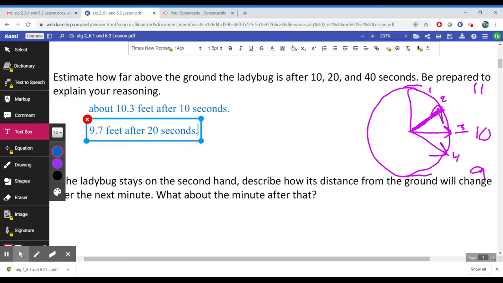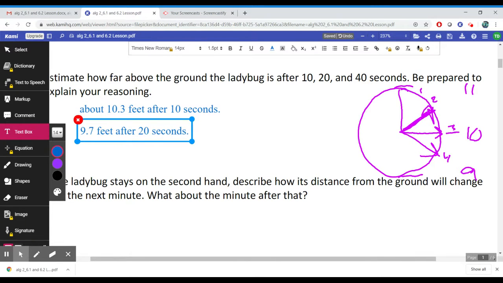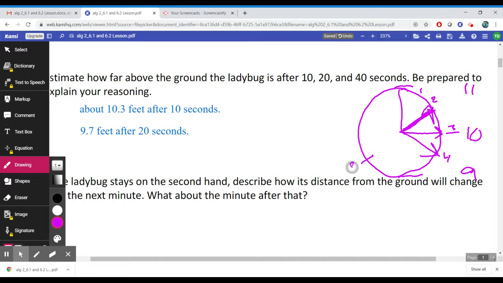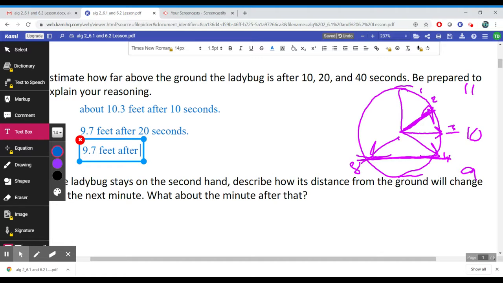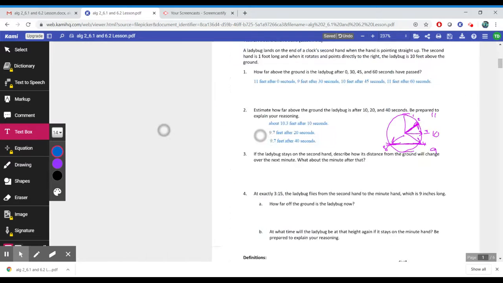And then 40 seconds, that's going to be where the clock is at 8, right? Right about here. So we'll be at the exact same height. If I were to draw a line here, we can see that the height is the same between the two of them. So the difference between 20 and 40 seconds is just that the hand is going to be pointing to the left instead of the right, but the height itself won't actually change. So I can put the same exact guess for after 40 seconds. And that will do it for number 2.